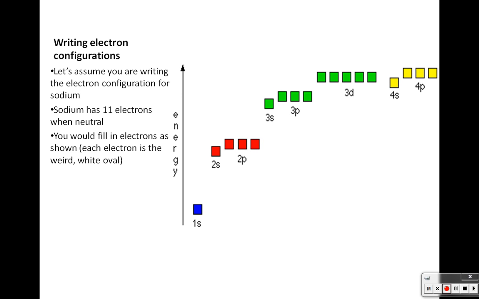So let's take an example. Let's look at sodium. Sodium has 11 electrons when neutral. And so I want you to go ahead, use the Pauli exclusion principle, the Aufbau principle, and Hund's rule, and try to fill in the electrons. And then I'm going to show you how I would fill them in.